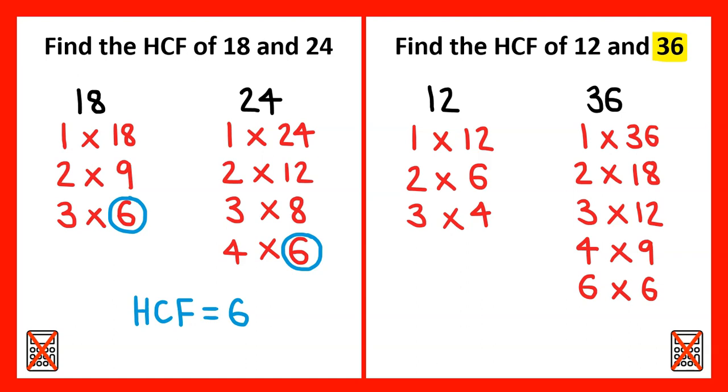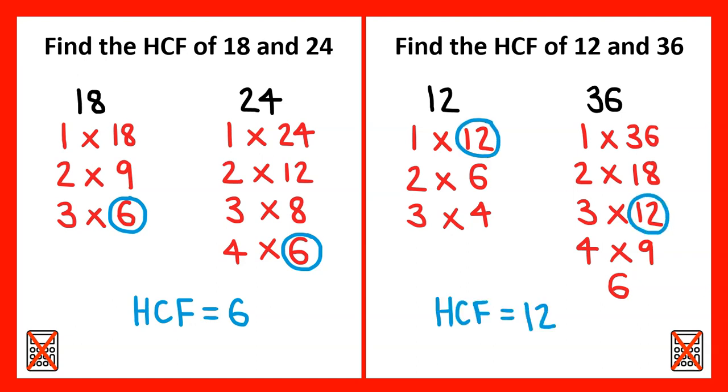When listing factors, we don't write the same one down twice, so in this position we can just put 6 underneath like this. In this case, the highest common factor between both numbers would be 12. What this example shows is that your highest common factor could actually be one of the numbers that's given.